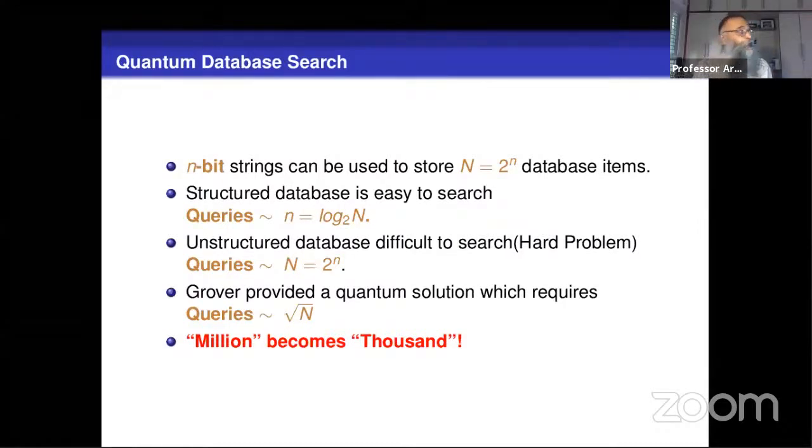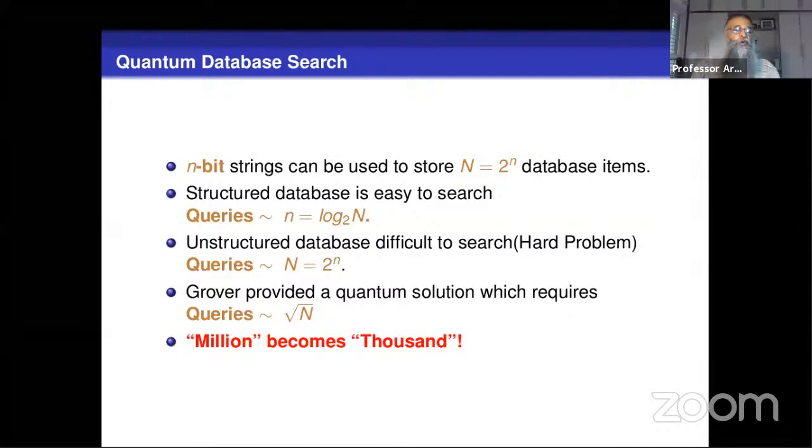So if the telephone directory has a million entries, you will have to, on the average, search 500,000, because sometimes your number will be found easily, sometimes it will be very difficult because it might be the last number. So on the average, you have to engage with the entire database, which means the number of queries you make, the number of times you consult the database, is order N, which is exponential in the number of bits in which you encode the database.